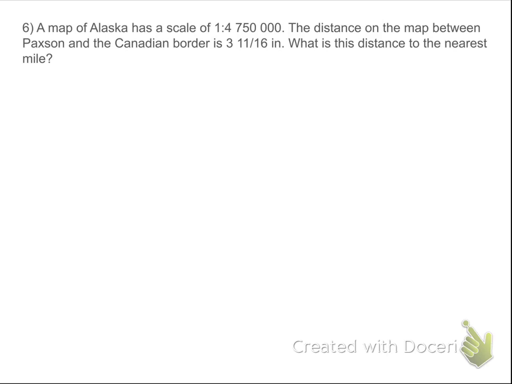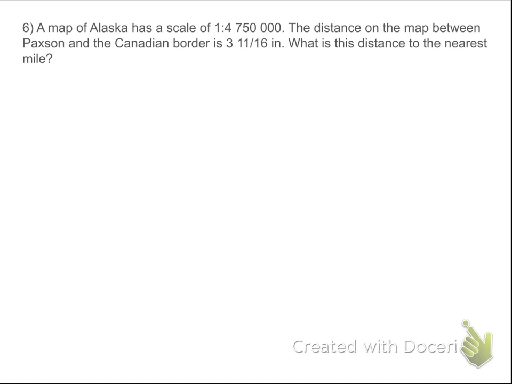All right, last one. Question 6 in your notes. A map of Alaska has a scale of 1 to 4,750,000. The distance on the map between Paxson and the Canadian border is 3 11/16 inches. What is this distance to the nearest mile?